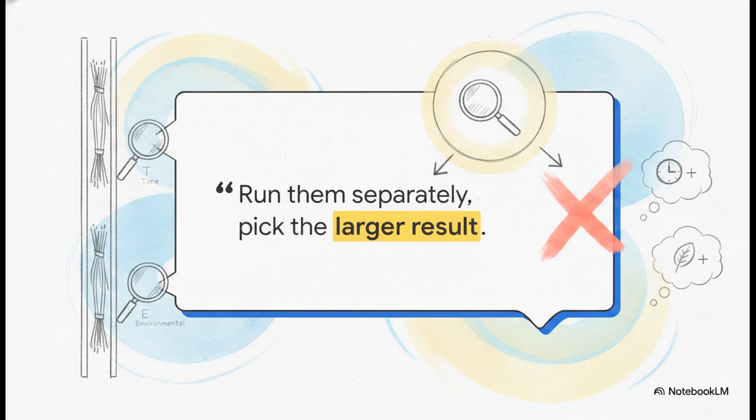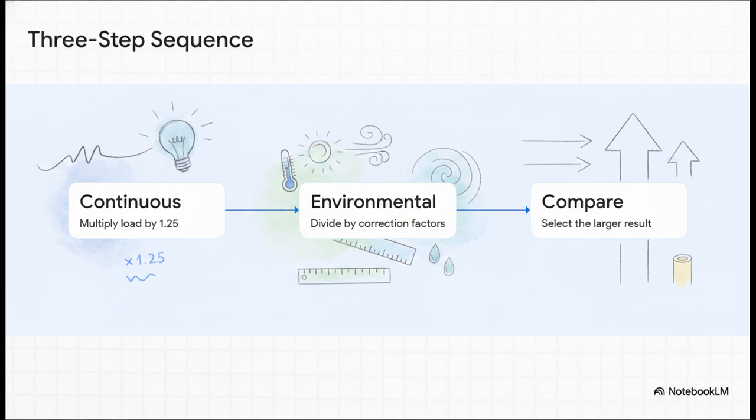The golden rule of the NEC here is, run them separately, pick the larger result. The source material emphasizes that you evaluate the time penalty in total isolation. Then you evaluate the environmental penalty in total isolation. Never stack them. Here is your precise three-step sequence to tackle complex exam questions where both time and environmental factors are in play. Step 1. Multiply your load by 1.25 to correct for the continuous load. Step 2. Take the original, uninflated load and divide it by your environmental correction factors. Step 3. Look at the two resulting numbers side by side, compare them, and size your wire based entirely on whichever resulting number is larger.